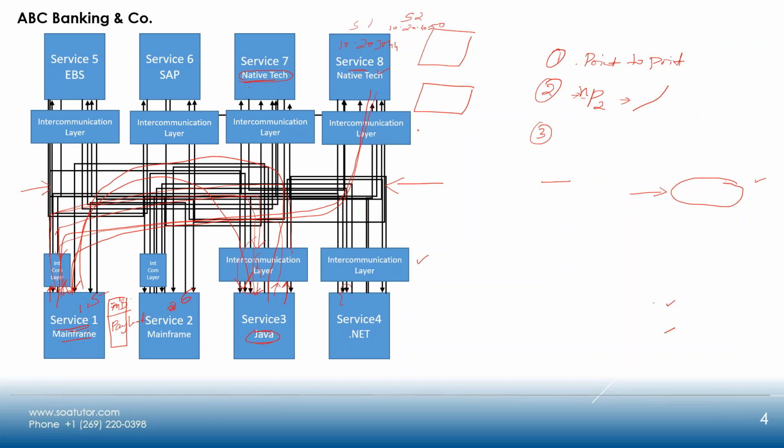layer. Now, let's say you have a logic. Now, there is no other go. You have to write the logic in some technology. So business wants it. Obviously, the IT department does it. And because you are following this architecture, you have to deal with the intercommunication layer. There is no other go. If there is no intercommunication layer, there is no way that service 4 can talk to service 6 in SAP.